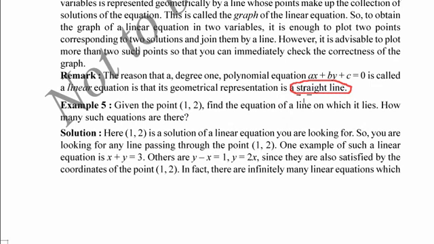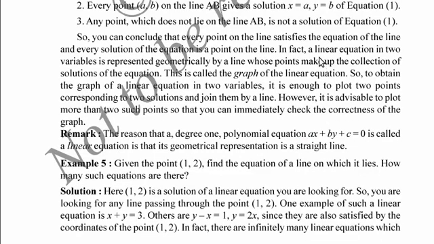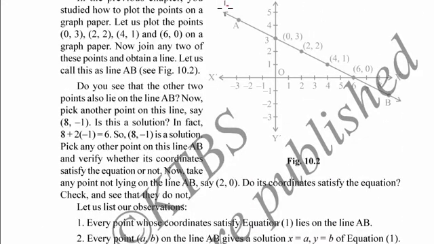Linear, straight line, right? A linear equation in two variables is represented geometrically by a line whose points make up the collection of solutions of the equation. This is called the graph of the linear equation.